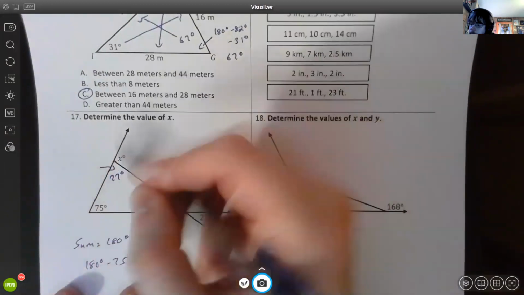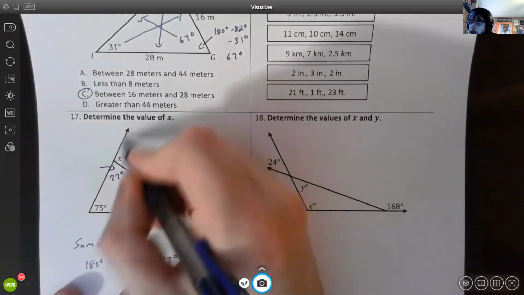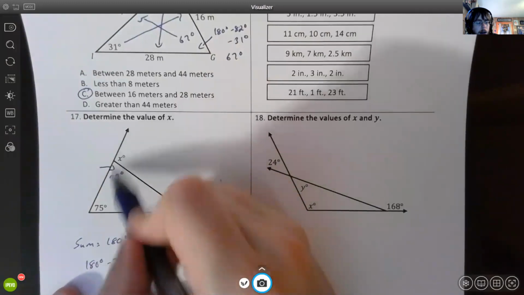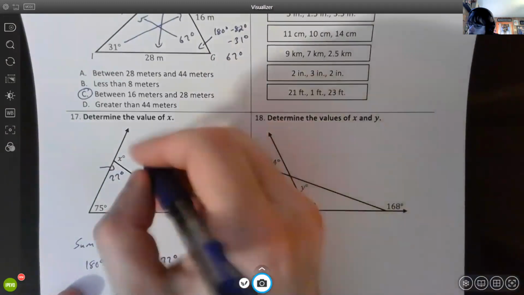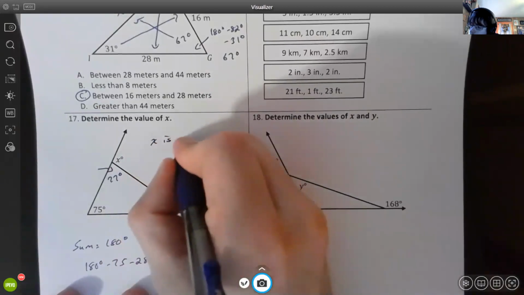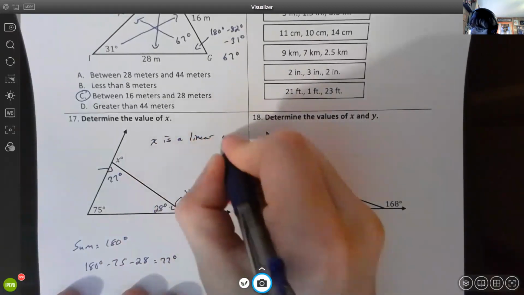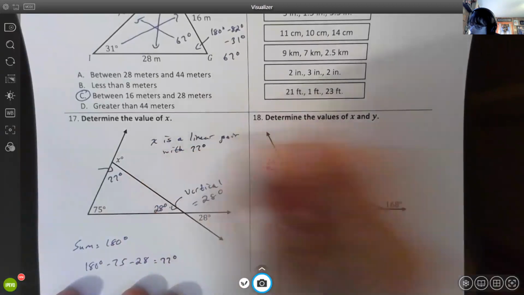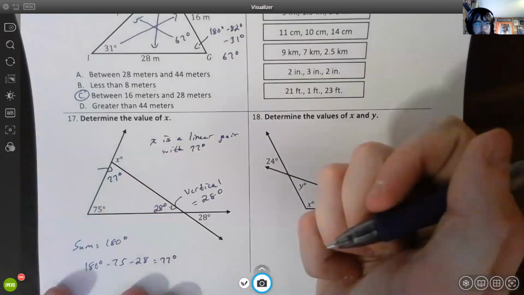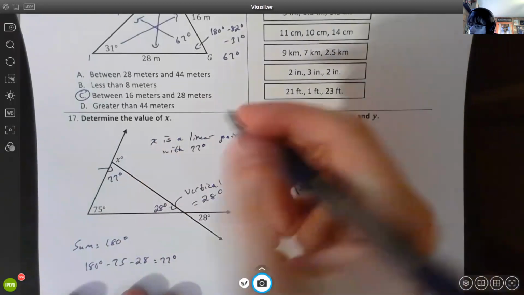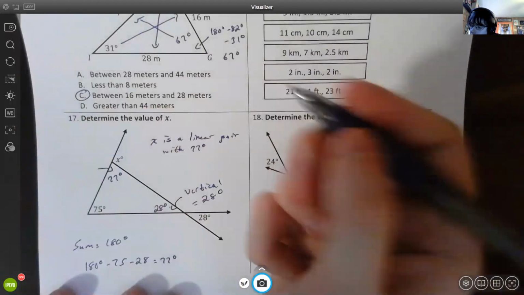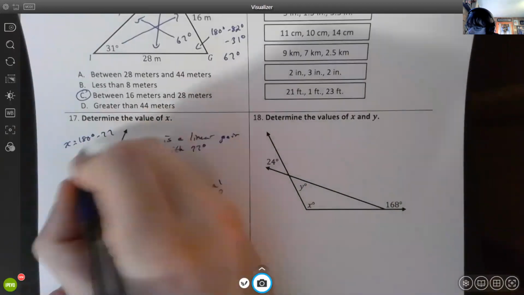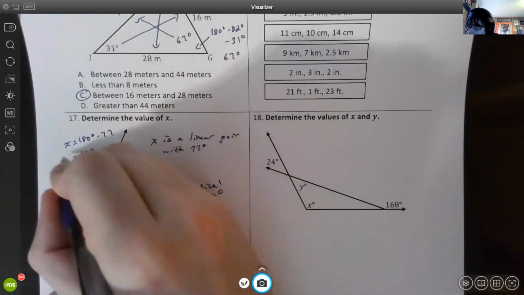And now to find x, you'll notice that these two angles lie on the same line. That means x is a linear pair with 77 degrees. And remember that linear pairs are supplementary. So since they're supplementary, they have to add up to 180. So x is equal to 180 minus 77, which is 103.